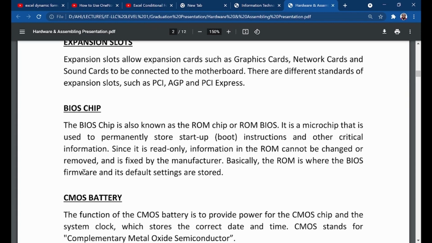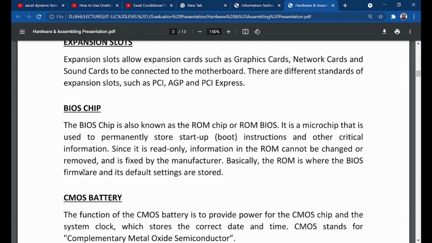So now we are talking about the ROM. ROM, we said ROM is read-only memory. Yes, please. BIOS stands for Basic Input Output System. Basic Input Output System. That's BIOS. Now, my question, ROM. What does ROM stand for? Read-only memory. What does RAM stand for? Okay, you see that they are different.